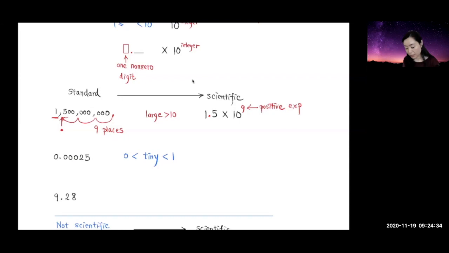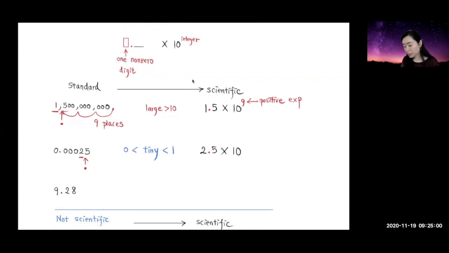So when you go from left to right, the first digit that you encounter over here is this 2. And then you put the decimal point right after the 2. So you have 2.5 times 10 to some integer exponent. Now let's try to figure out what integer I should put here as the exponent for this 10.